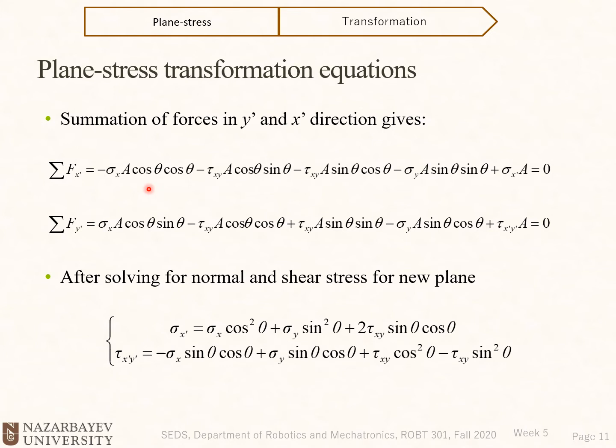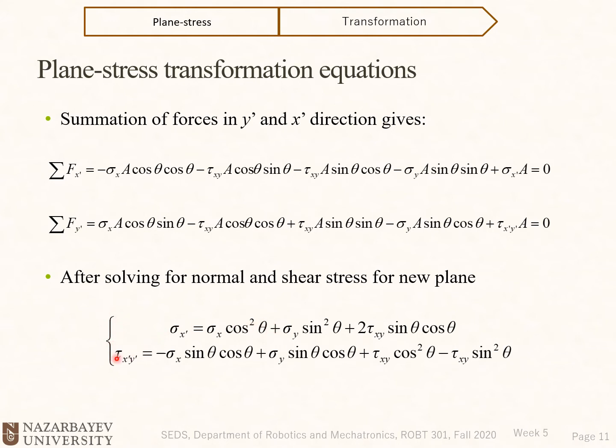And if we consider all of these elements on the x prime axis and do the same for the y prime axis, after solving the normal and shear stress for the new planes, we could find sigma x prime and tau x prime y prime as a function of the stresses in the x and y coordinate system. So now we have sigma x prime as a function of sigma x, sigma y, tau xy, and theta.